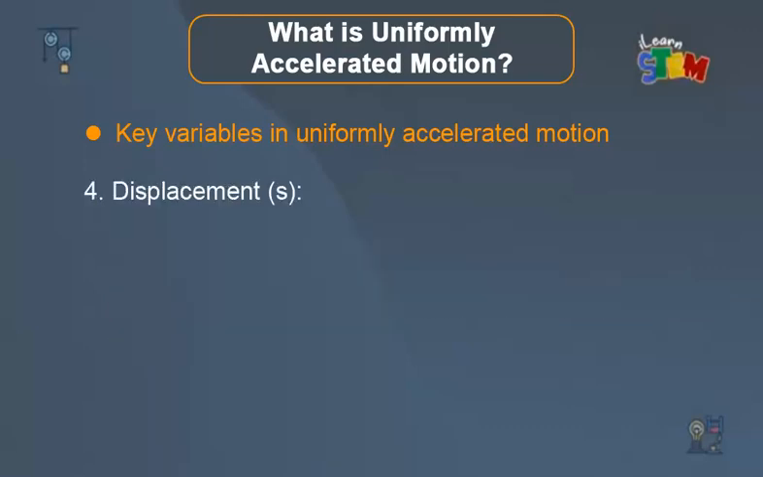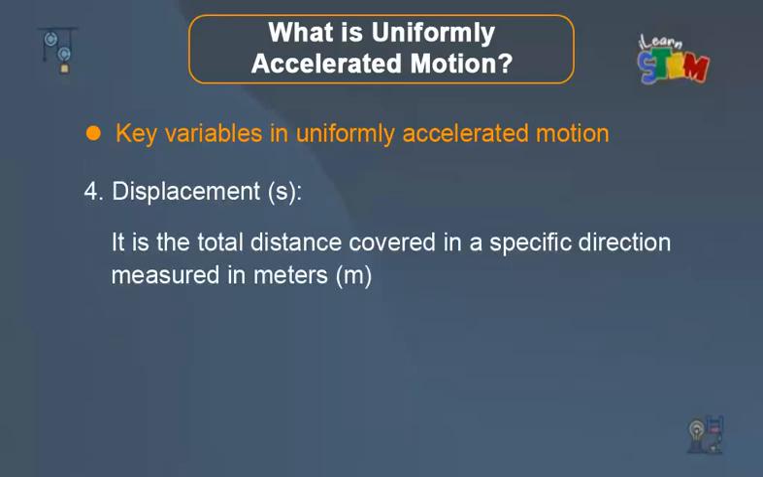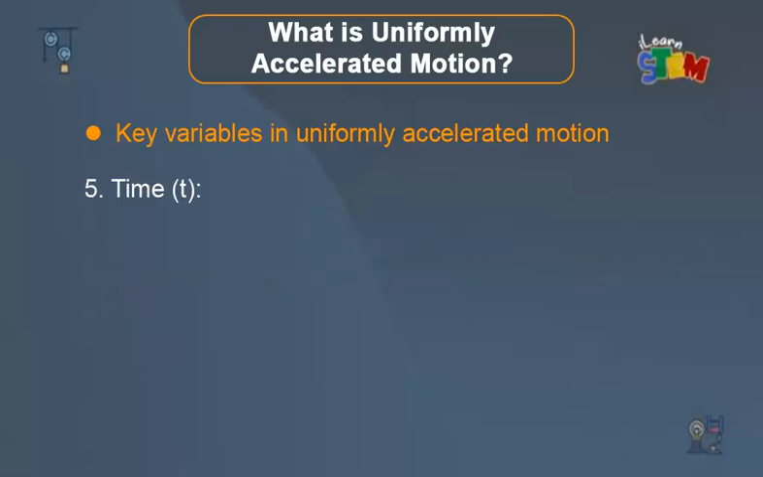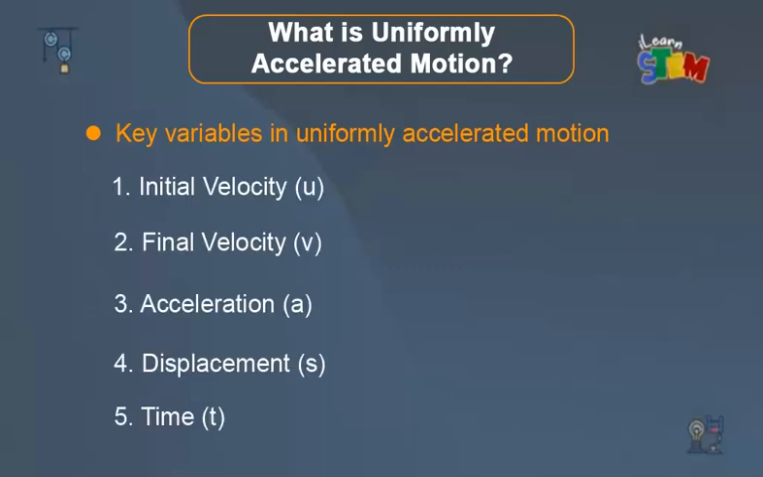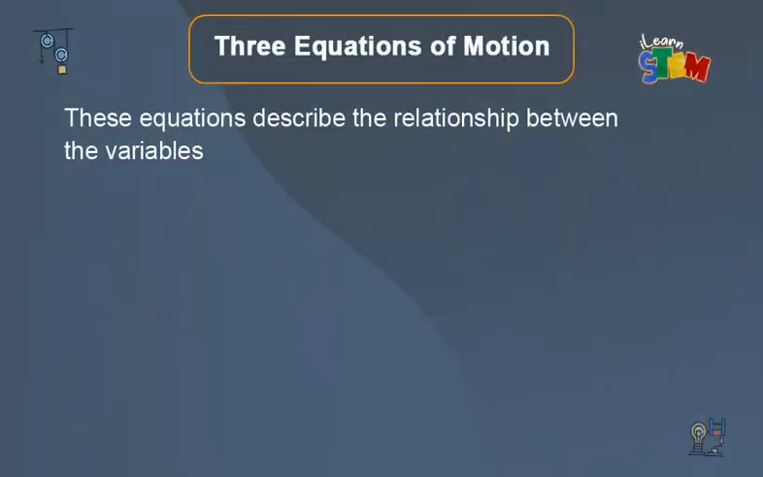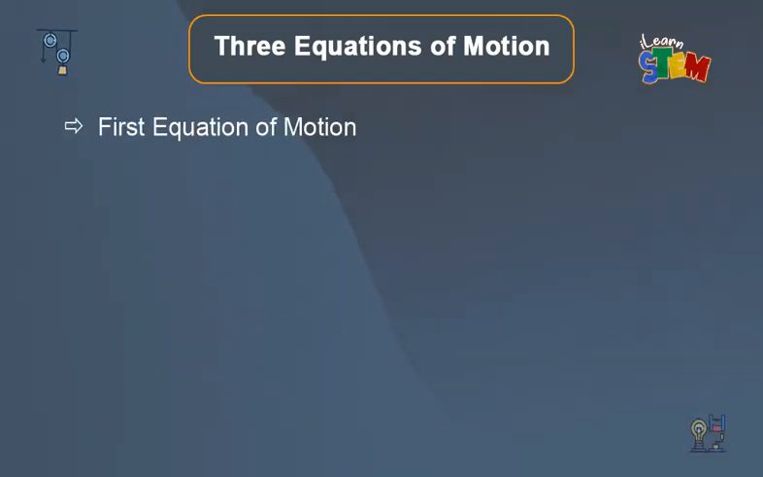4. Displacement, it is the total distance covered in a specific direction, measured in meters, m. And 5. Time, it is the duration of the motion, measured in seconds. Each variable represents a key aspect of motion under constant acceleration. These variables are interconnected, meaning changes in one affect the others. Now let's explore the three equations of motion. These equations describe the relationship between the variables.